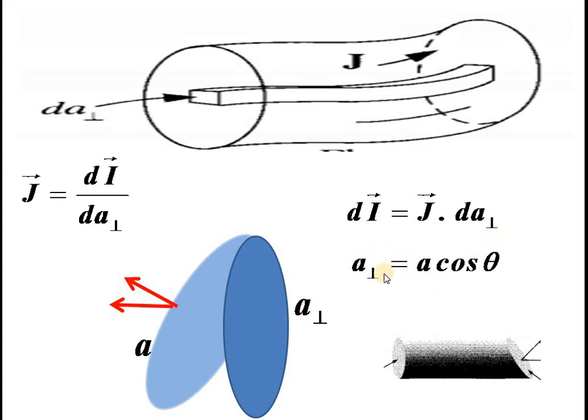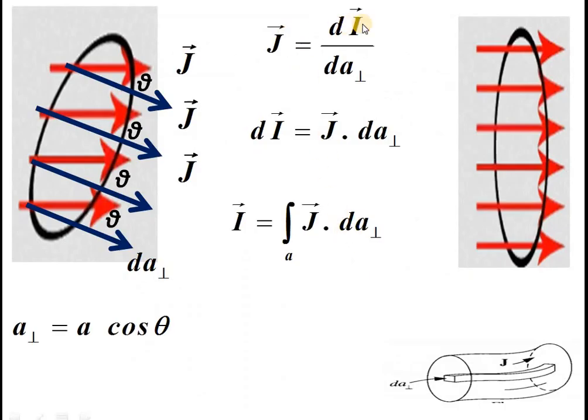And what is A perpendicular? A perpendicular is equal to A cos theta. Already we discussed, A perpendicular is equal to A cos theta. So let us take these two expressions now. We have J now, and dI is equal to J times dA perpendicular. And so I will be equal to the integral of J dot dA. And already we have written A perpendicular is equal to A cos theta. It's very obvious, the component is a cosine, direction cosines you can take. So let us remove now the dA perpendicular, because we know that it is dA cos theta.